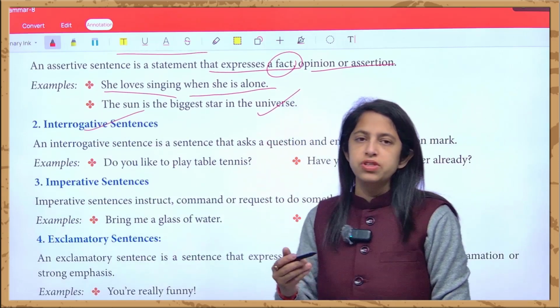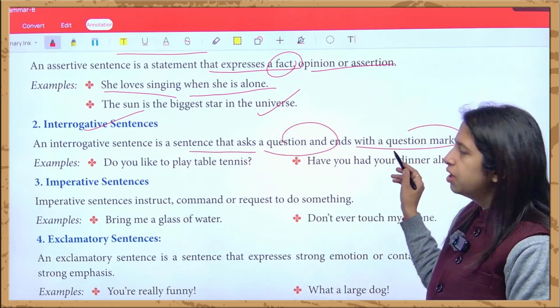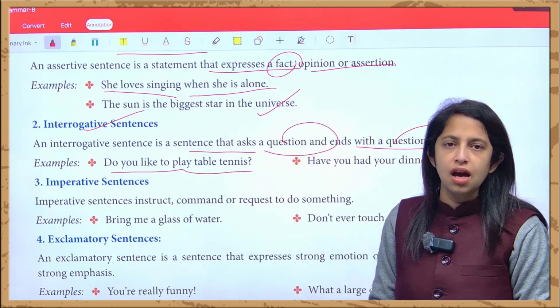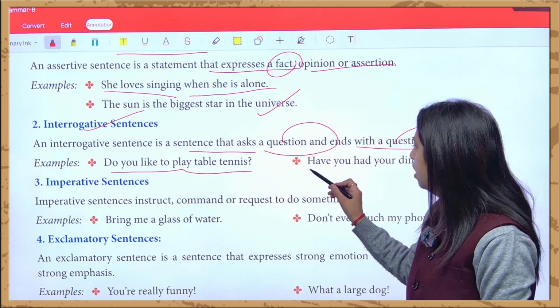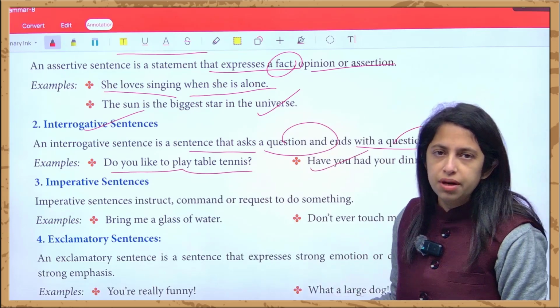Interrogative sentences are related to questions, right? A sentence that asks a question and ends with a question mark. Next is, do you like to play table tennis? Have you ever had your dinner already?